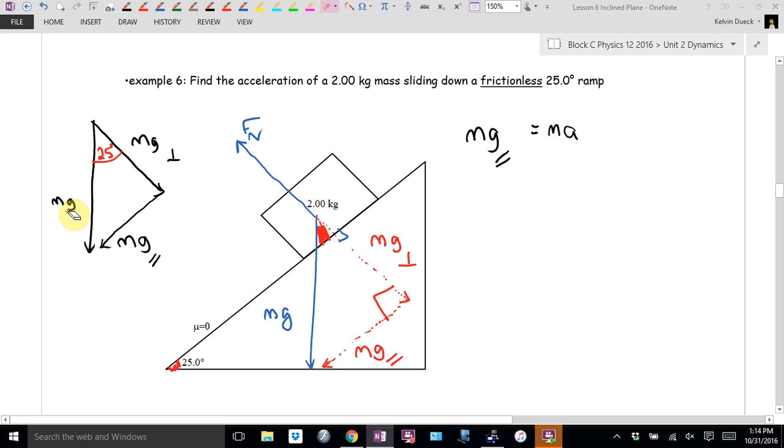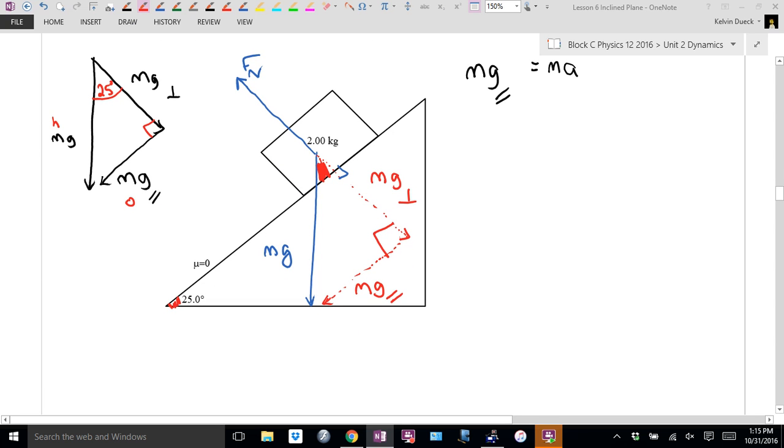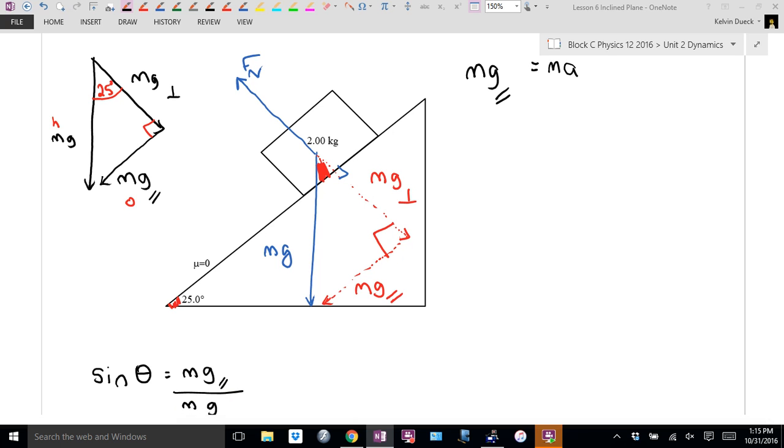Hey, this mg, opposite, adjacent, or hypotenuse? Hypotenuse. This mg parallel, opposite or adjacent? Opposite. Which trig function? Sine. You're going to get this. Sine, I'm going to do this generically, of theta, 25 in this case, but of theta, whatever the angle of the ramp, equals opposite over hypotenuse. Let's get the mg parallel by itself, because Marcus, that's what you told me I want up in my force equation.